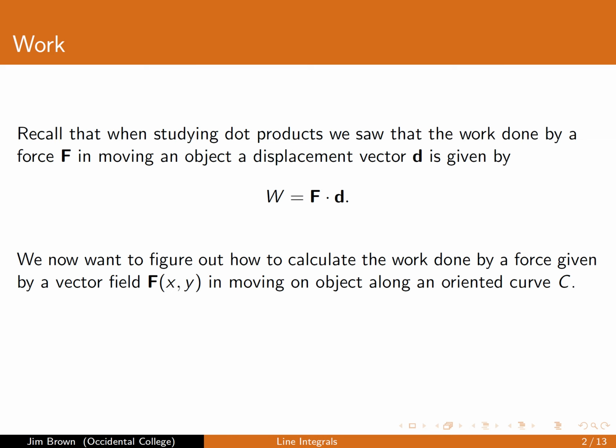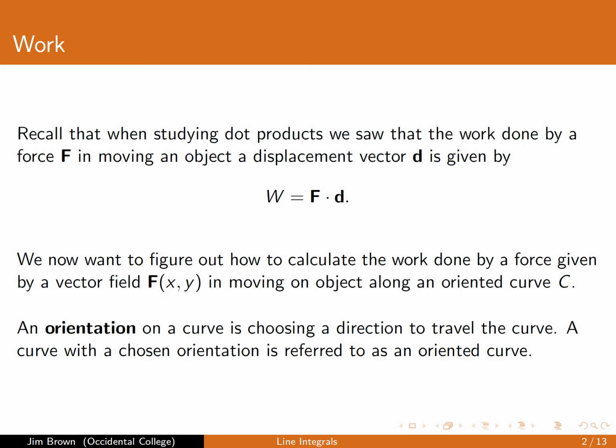And rather than moving this in a straight line along a displacement vector, we're going to move this along a curve. We want our curve to be an oriented curve. So what do we mean by an oriented curve? Well, we're going to take a pretty easy approach to this and just say, if we have a curve, we're just going to choose the orientation to be a direction we travel on the curve. So just think if you have this path and you're going to walk along it, whichever direction you walk is the orientation of the curve. And whenever we've chosen an orientation, we refer to it as an oriented curve.